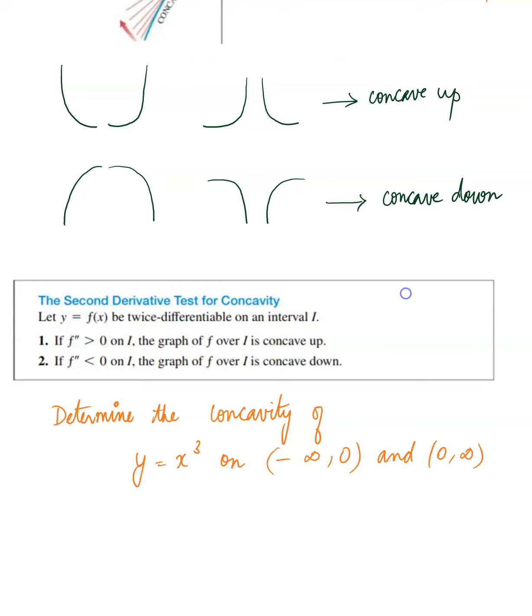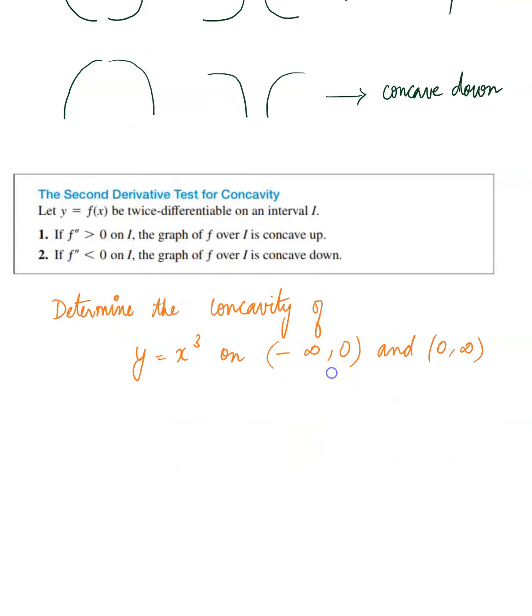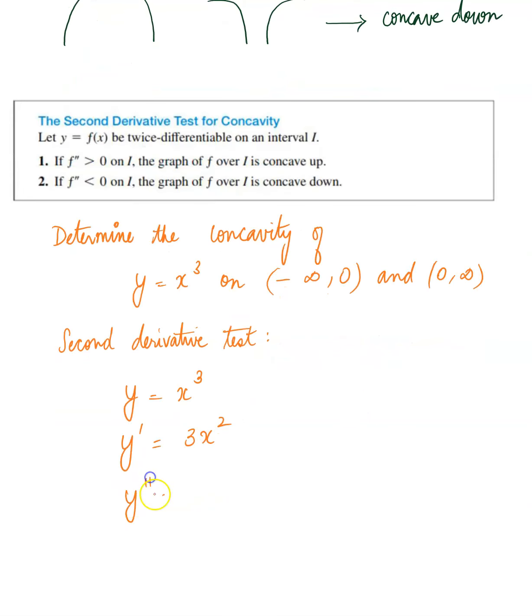So we're going to show or determine this concavity by using the second derivative test. Okay? So that's an alternative way to look at it. If you have the graph, you can see it, but if not, we're going to use the second derivative test. So first, let's write the equation and find the first derivative. That's going to be 3x squared. The second derivative, y double prime, is 6x.